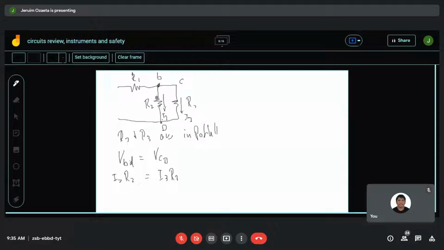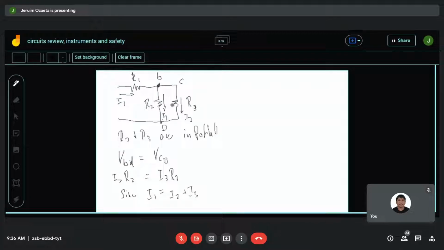Now, in this case, take note that I sub 2 and I sub 3 are all coming from I sub 1. Okay. So, I sub 1 equals I sub 2 plus I sub 3. And all the voltages here are the same. The current I sub 1 is going to divide between R sub 2 and R sub 3.